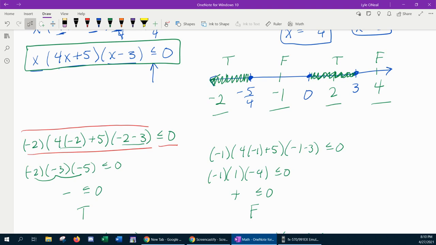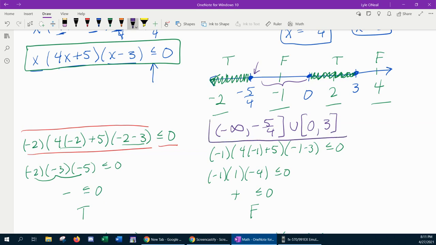So the solution set in interval notation is going to be everything from -infinity up to -5/4 with a bracket, because that's a solid dot. And then since there's a gap in the shading, remember I need to use the union symbol. The U is the glue that sticks the two pieces together. And then the shading picks up again at 0, continues to 3, and stops. And that is the interval notation that represents the shaded regions. This here is the solution set for this polynomial inequality.